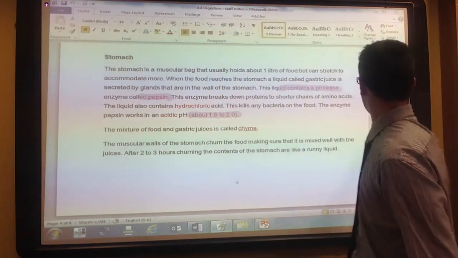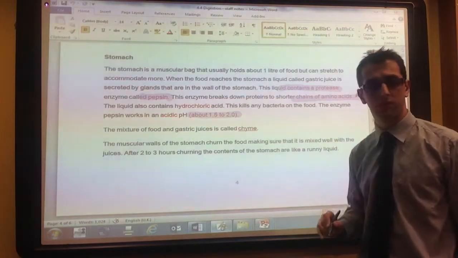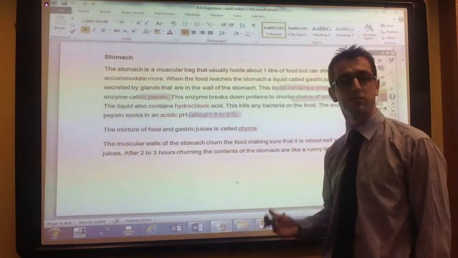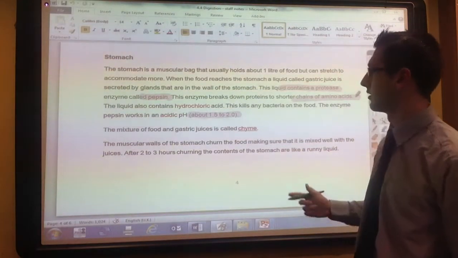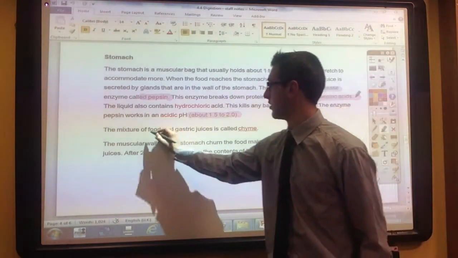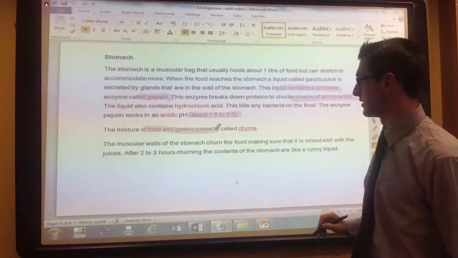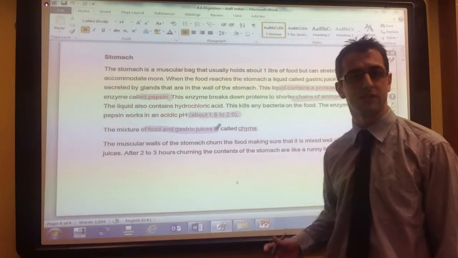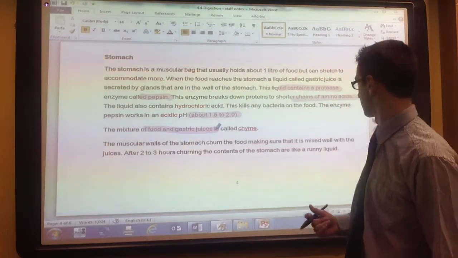Proteins are broken down into amino acids. Once they're small enough, they will then be able to be absorbed into the bloodstream. As already mentioned, the mixture of food with all these different gastric juices is ultimately called chyme, and it's that chyme that is produced as vomit when it comes back out of the stomach.